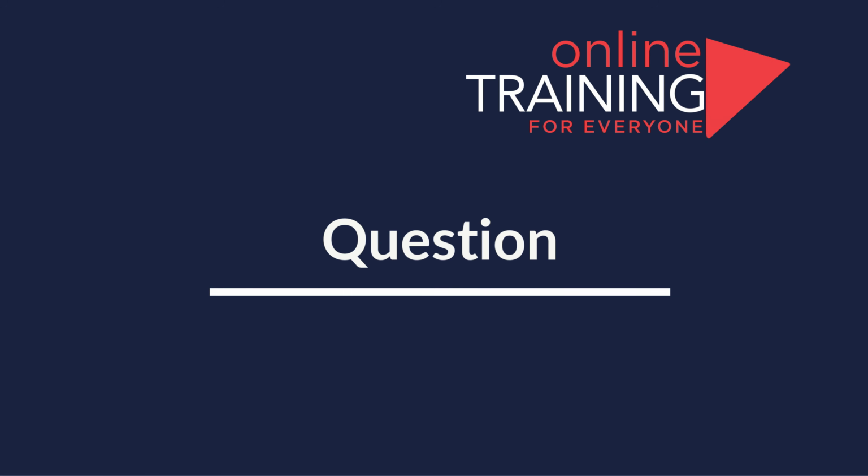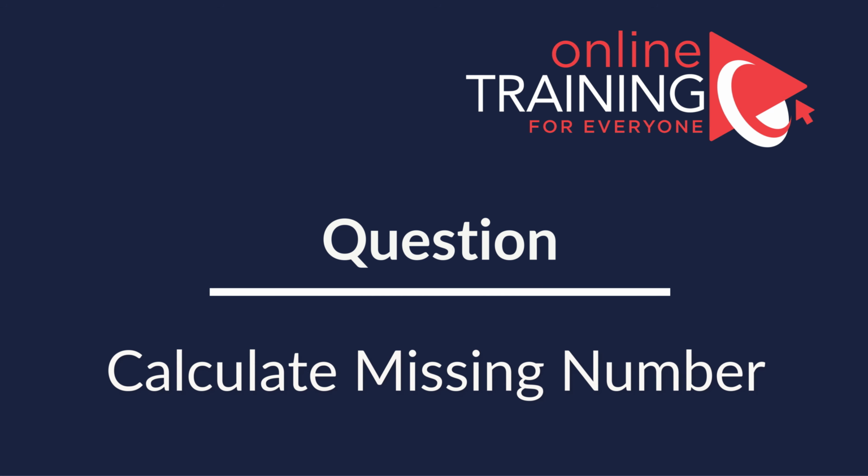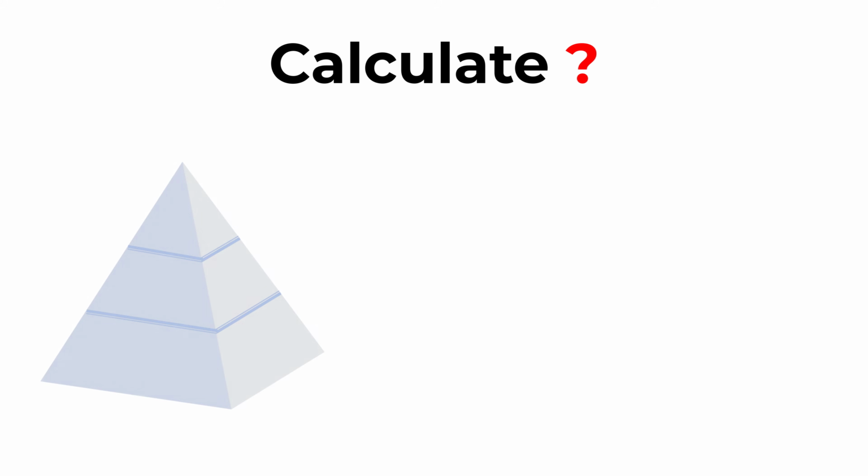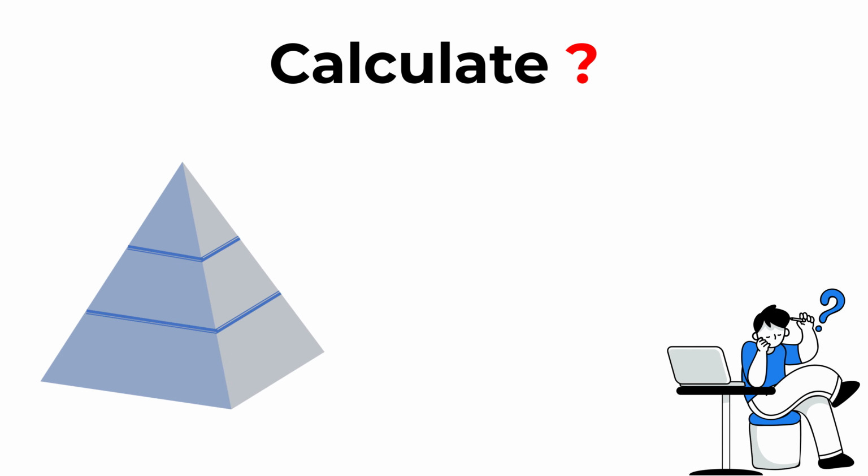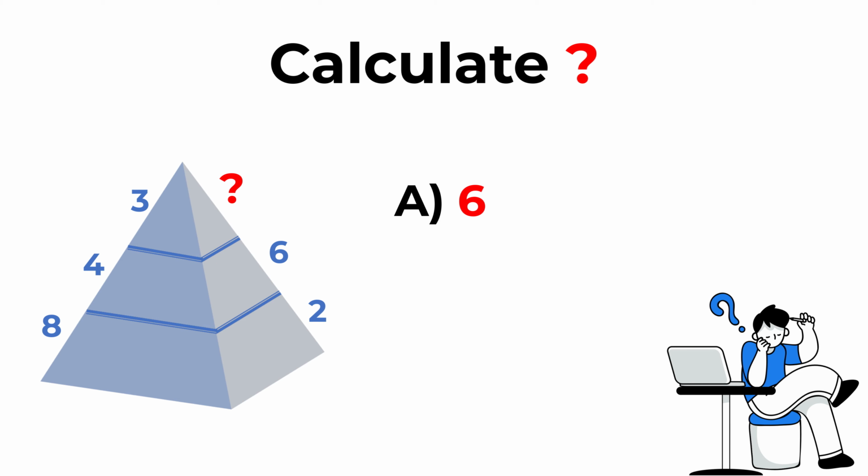Here's a cool question you frequently see on the test. You need to calculate the question mark. You're presented with a 3-layer pyramid. On the bottom layer, you have numbers 8 and 2. On the middle layer, you have numbers 4 and 6. In the top layer, you have the number 3, and on the other side of the pyramid, you have a question mark. This question mark can be one of four values. Choice A is 6, choice B is 10, choice C is 7, and choice D is 2.